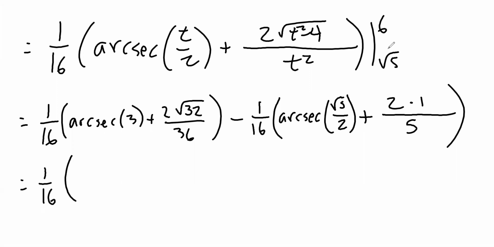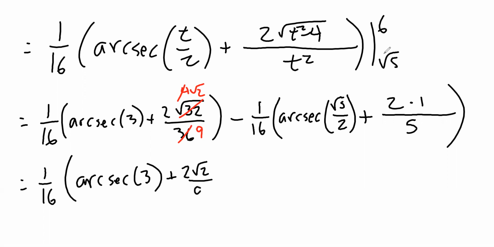So we're going to factor out the 1/16 out of both halves of this problem. All right, so we've got arc secant of the square root of 3. The square root of 32 will simplify into 4 square root of 2. And we can reduce the 4 with the 36 to get a 9. So it looks like that fraction's best cleanup is going to be plus 2 square root of 2 over 9.